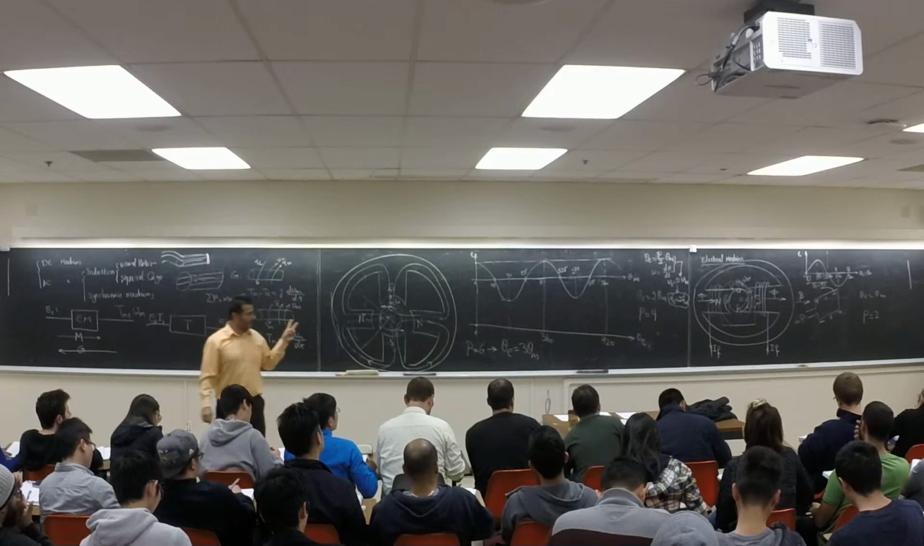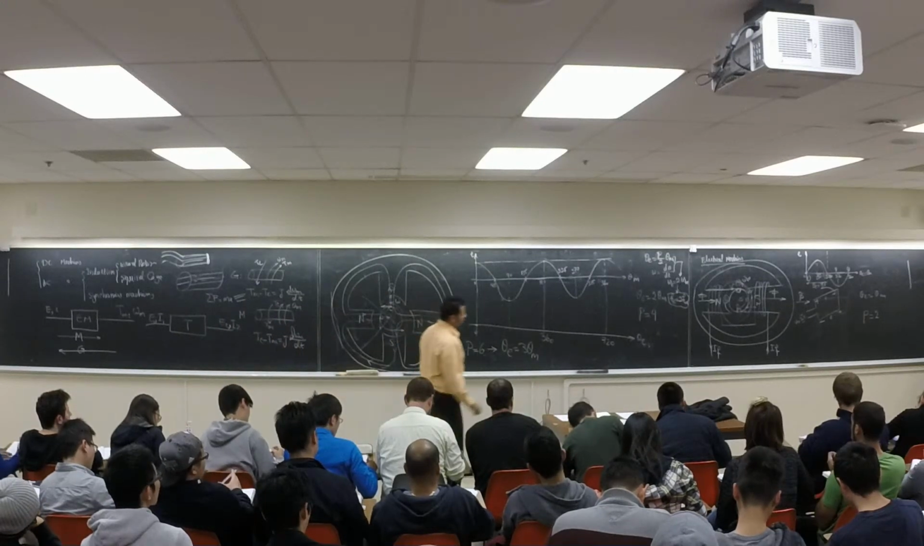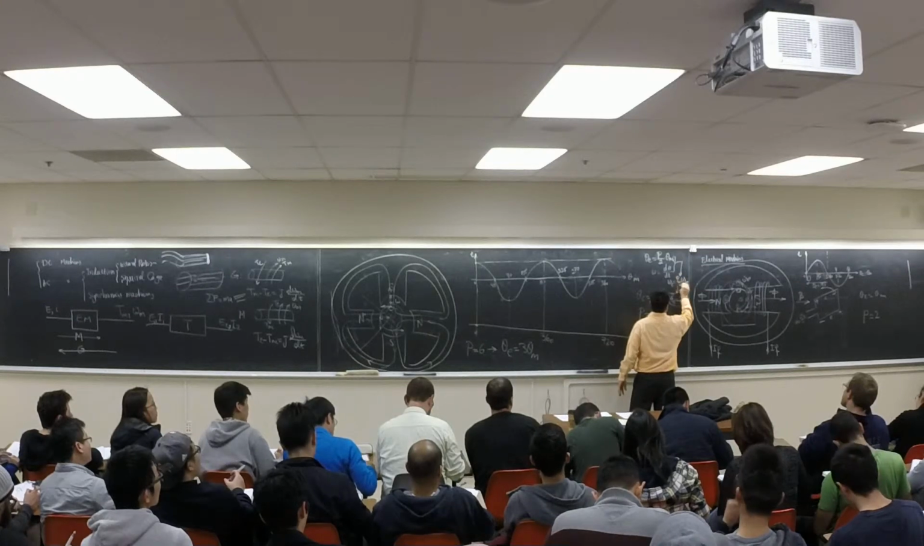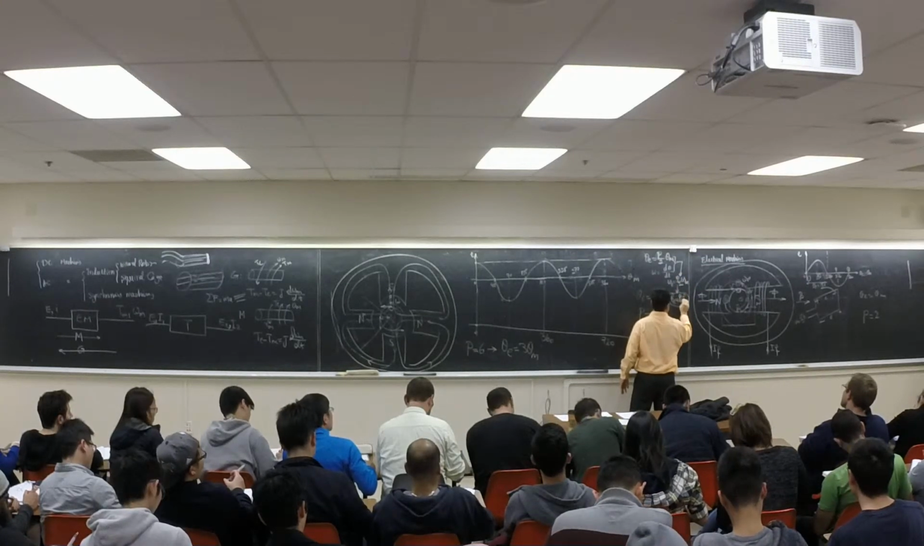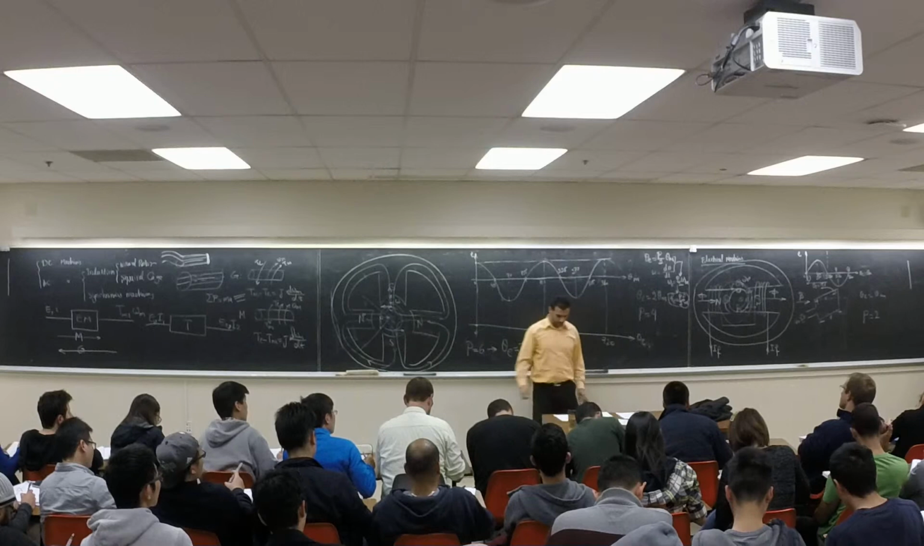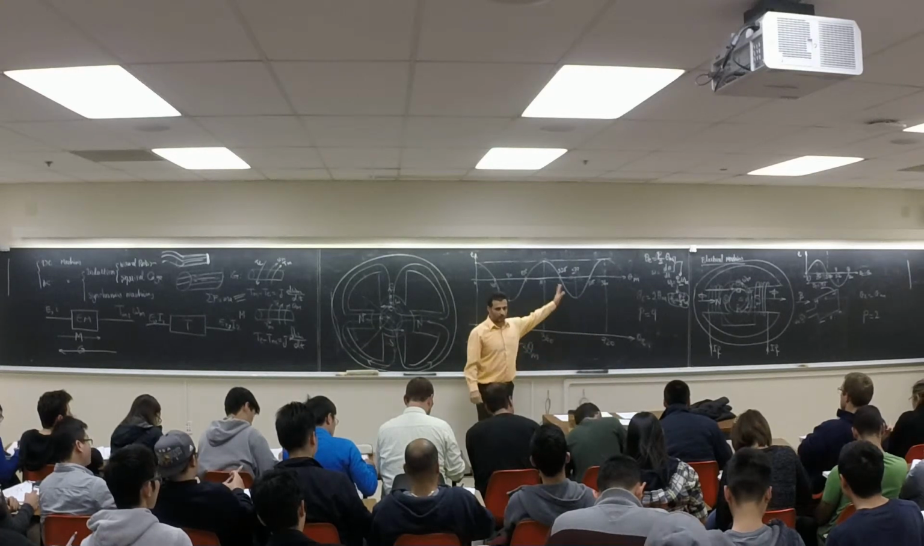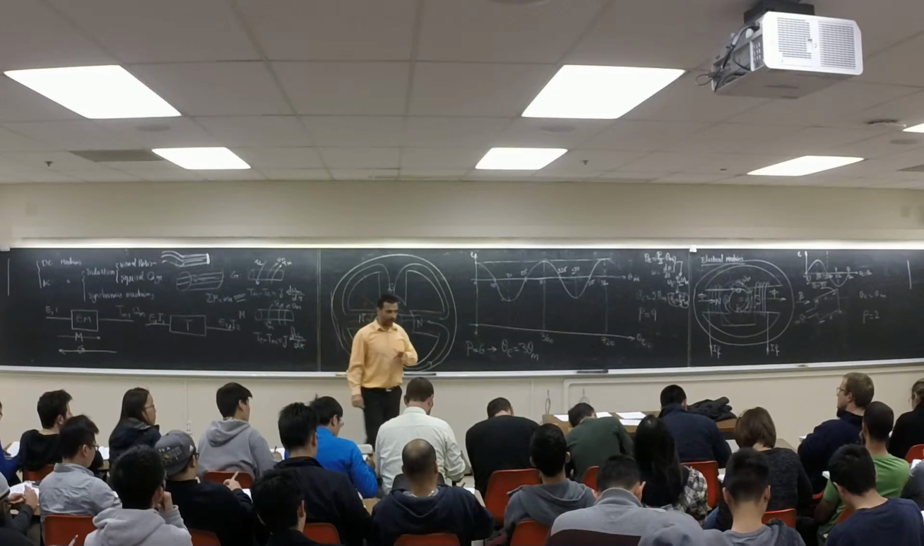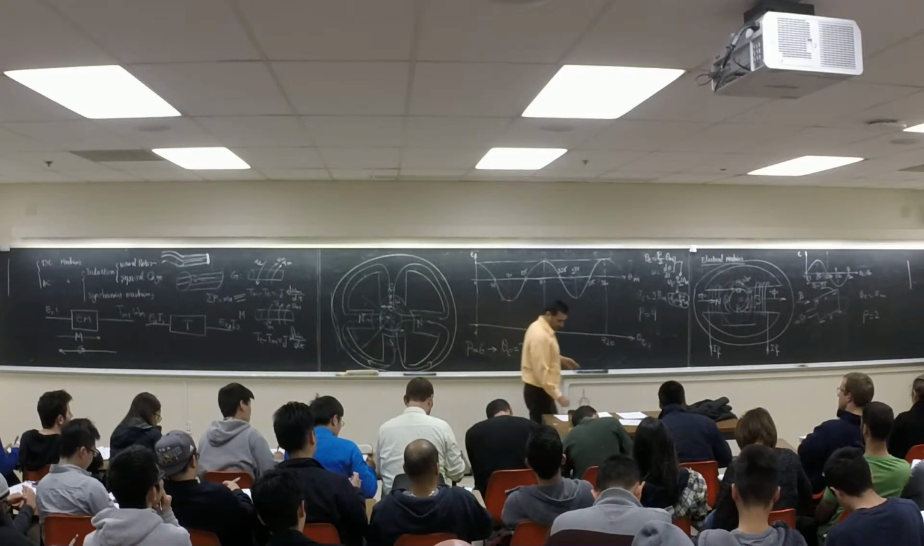In general, Fe is equal to, well, 2 should be P, sorry, P over 2. This one should be P over 2, and this one should be P over 2. Correct? So now we know what's the relation between the electrical frequency and mechanical frequency.